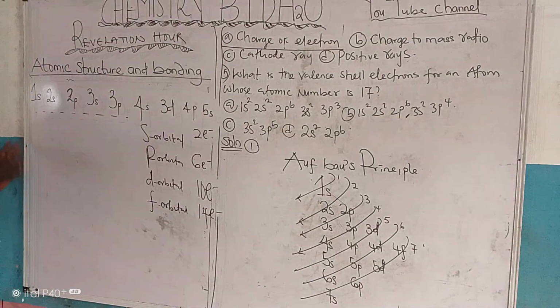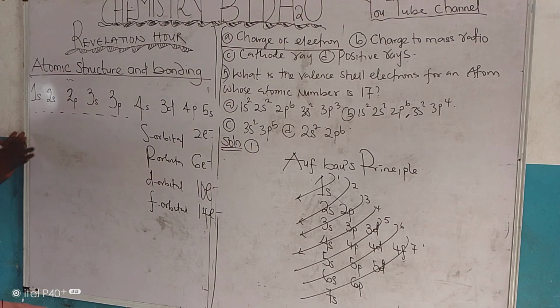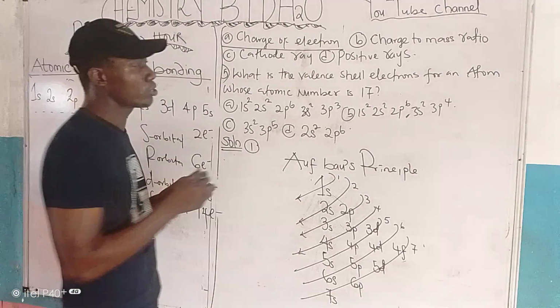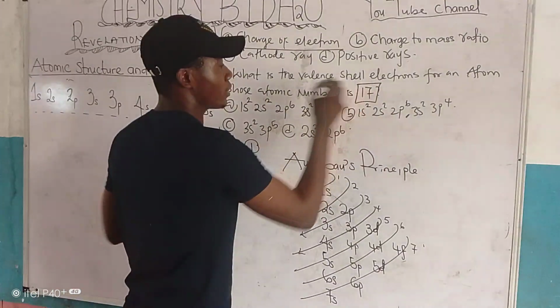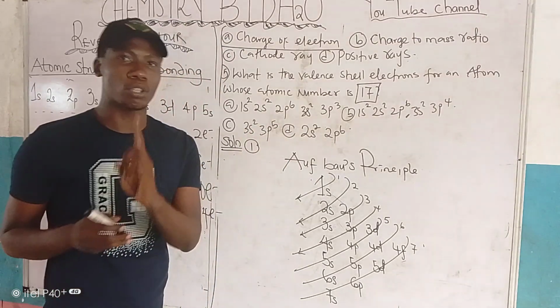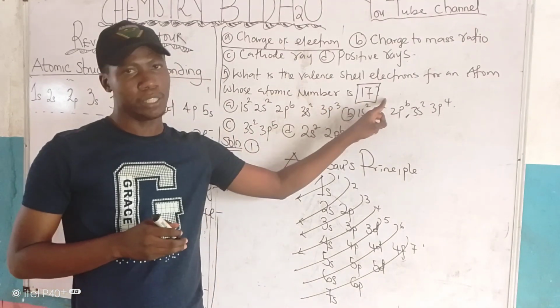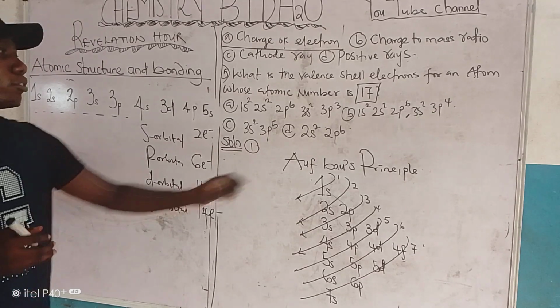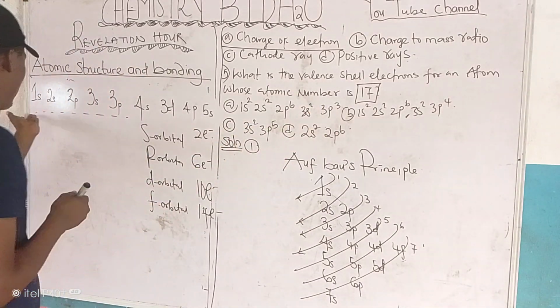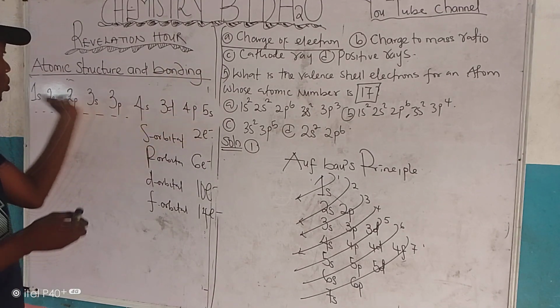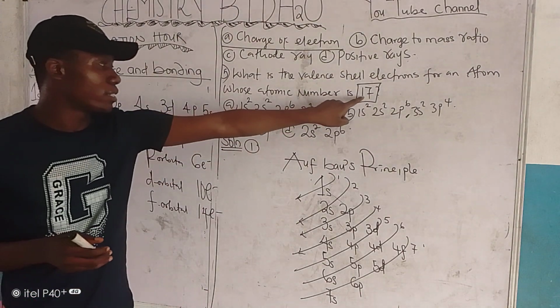So according to our Aufbau principle, when filling these orbitals, electrons must go into the ones of lower energy before those of higher energy. If I have an atom whose atomic number is 17, how do I arrange 17 electrons in these particular energy levels of orbitals?